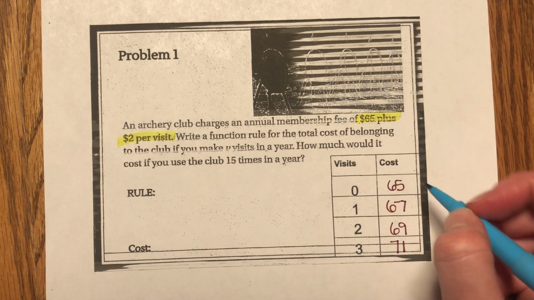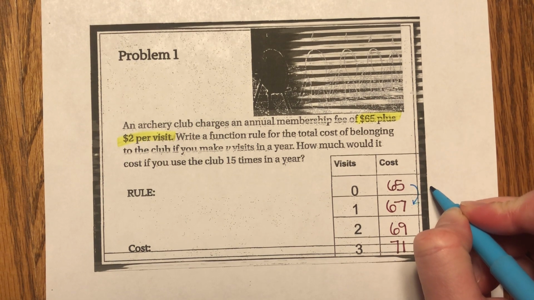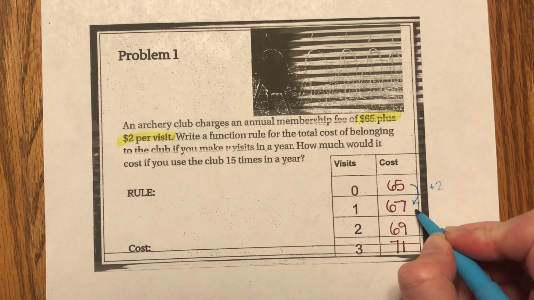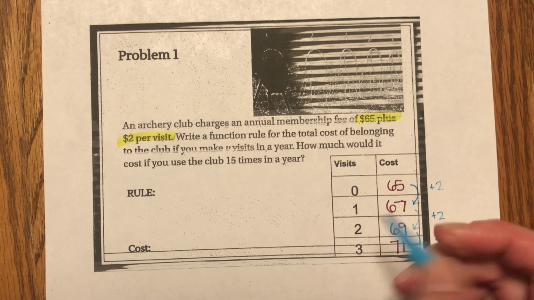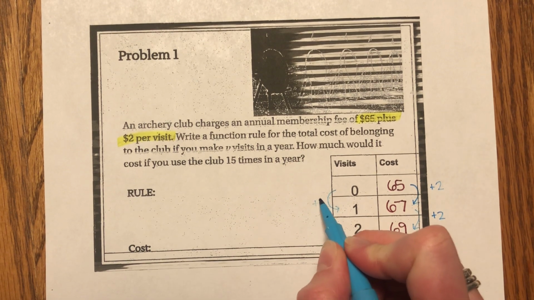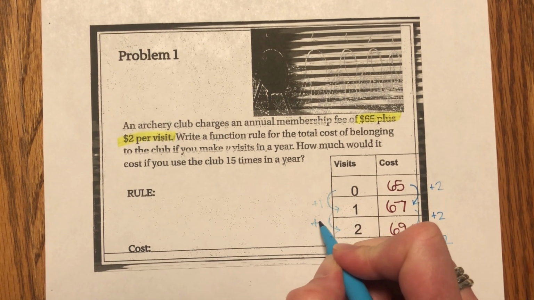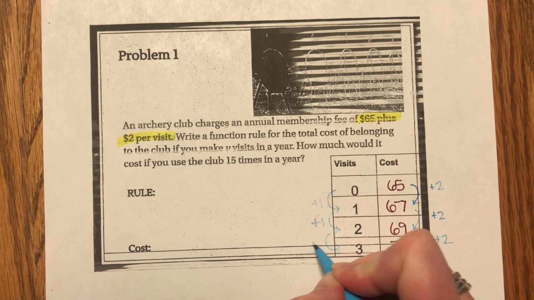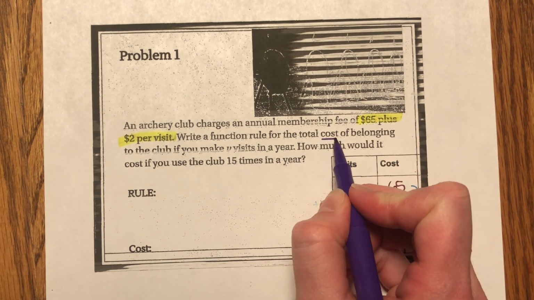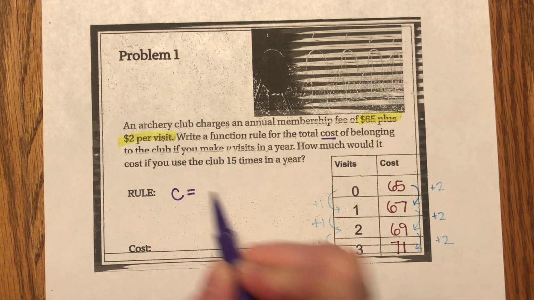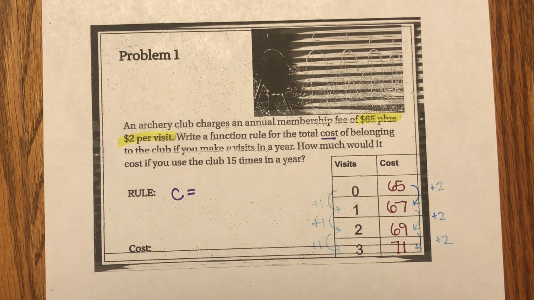You can see there that as I'm going down here, my Y values are changing by adding 2 each time, as my X values add 1 every time. So my constant rate of change is 2 over 1, or just 2. And that's important to note because as we're making our function rule, we want to talk about this in terms of total cost, so C, and we want to use letters that help represent the situation. It makes it a lot easier.